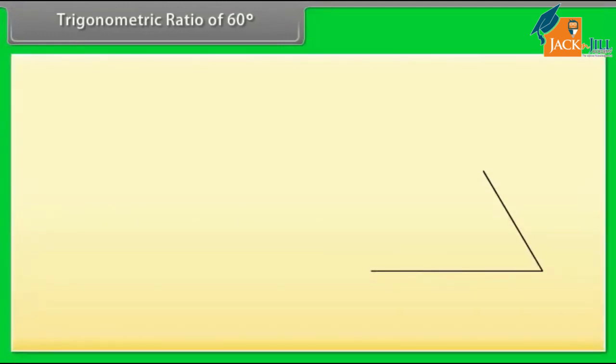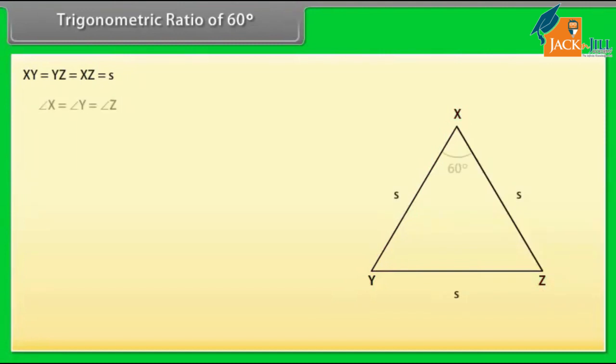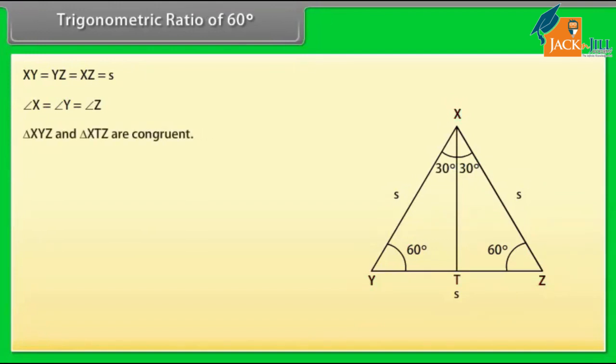Trigonometric ratio of 60 degree. Consider the same equilateral triangle XYZ. Recall that XY is equal to YZ, which equals XZ, which is equal to S. Angle X is equal to angle Y, which equals angle Z. XT is a perpendicular from vertex X which intersects side YZ at T. Triangles XYT and XZT are congruent. Therefore, YT is equal to ZT, which equals 1 upon 2S.